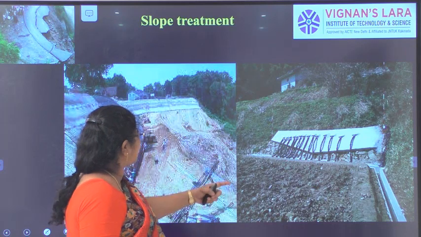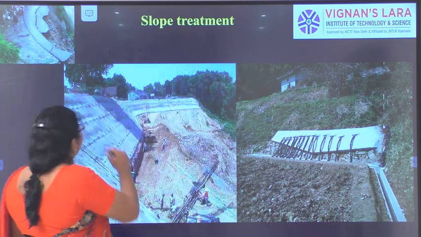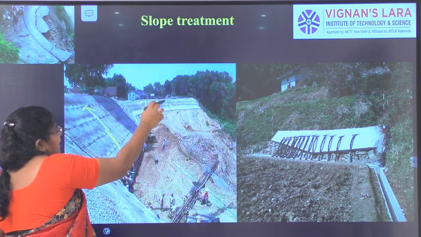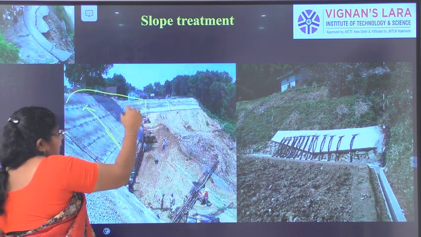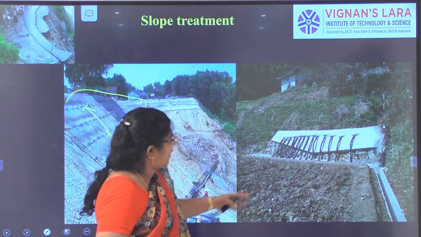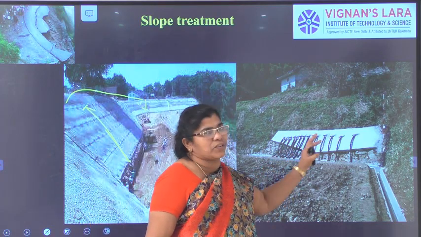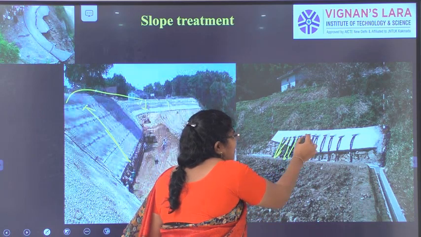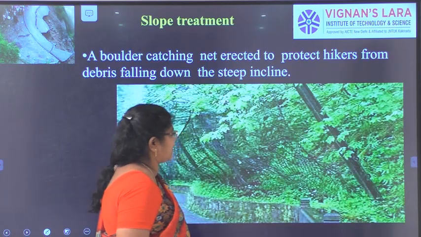And the next one, this is the nailing. Here you can see the retaining walls. These are the retaining walls constructed. This is the road, and here the retaining wall is constructed, or we are nailing the precast members to it. This is called nailing. You have several steel rods that are nailed.